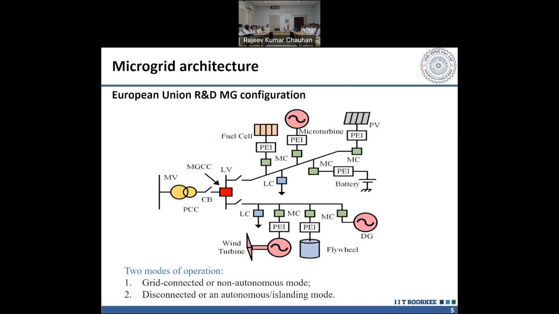I have the fuel cell, diesel generator, synchronous generator (the synchronous symbol is given), photovoltaic, DGs, wind turbine, battery, flywheel. So these are basically the elements of the microgrid. And the PEI which is written here, PEI is the power electronic interface.